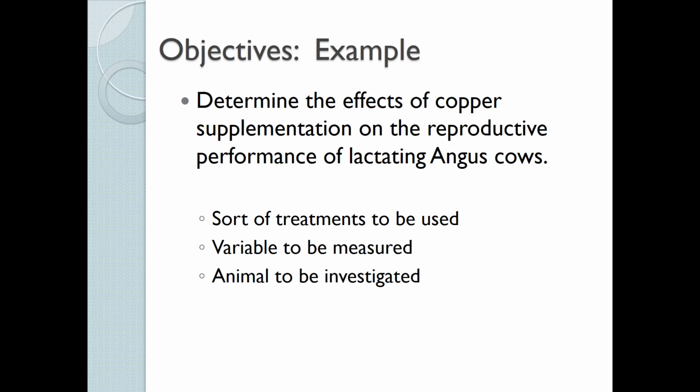So our independent variable here is going to be the treatment that is going to be used, which is going to be copper supplementation. The dependent variable is going to be the variable that's going to be measured or is dependent on the treatment. That's going to be reproductive performance. And then the experimental unit here is not just a cow, but it is a lactating Angus cow. So it gives a very specific experimental unit.